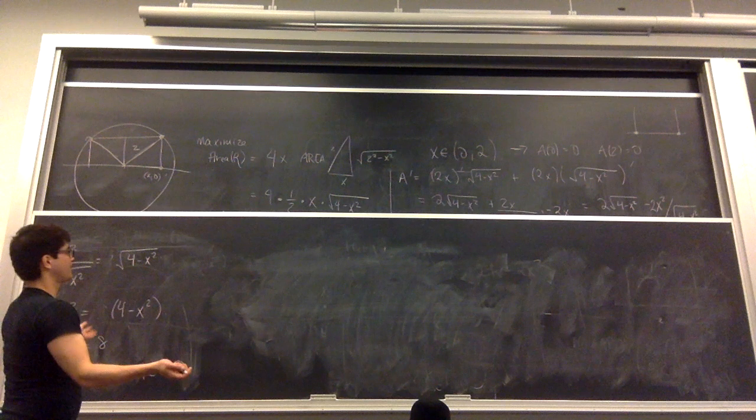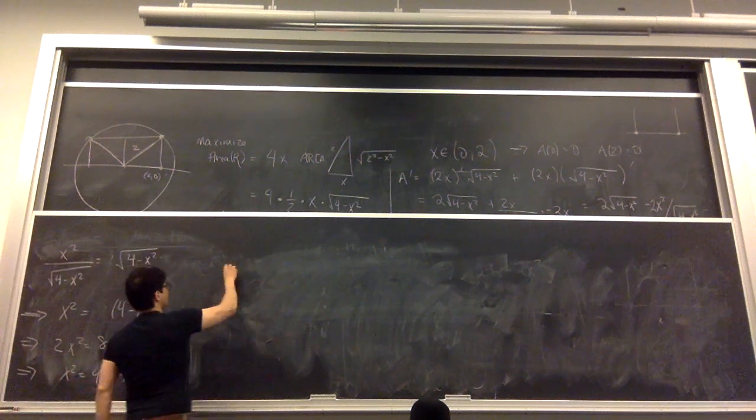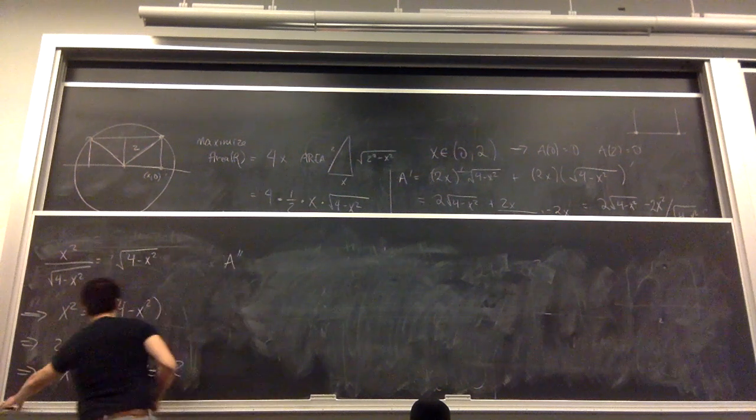Let's try something else this time, right? So we have the area prime is equal to this. So the second derivative is what? We're going to get, screw that. We could do it the other way.